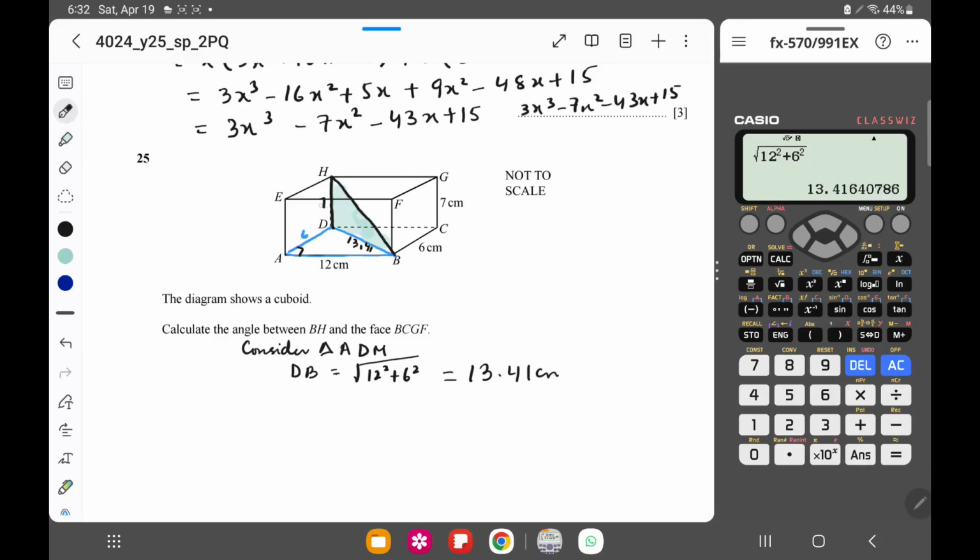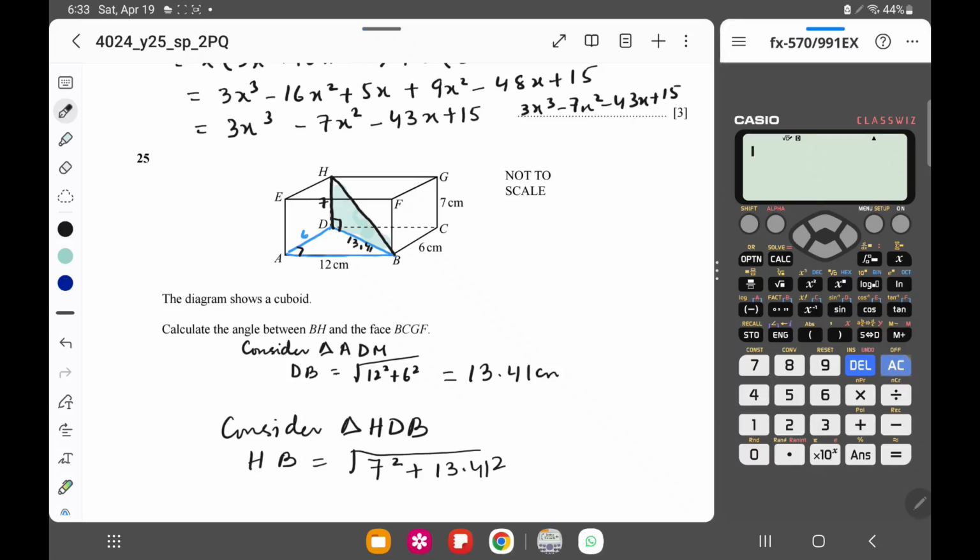So this is 7. I'm considering triangle HDB, and we are finding out HB. Now we'll have the square root of 7 squared plus 13.41 squared, and that is equal to 15.12.